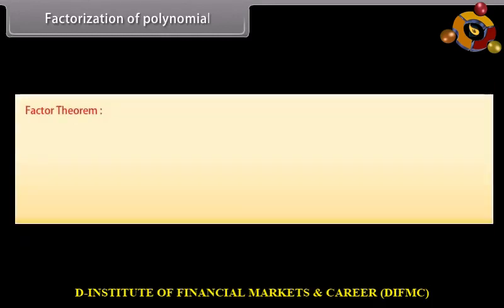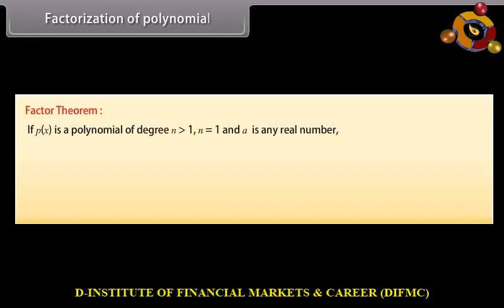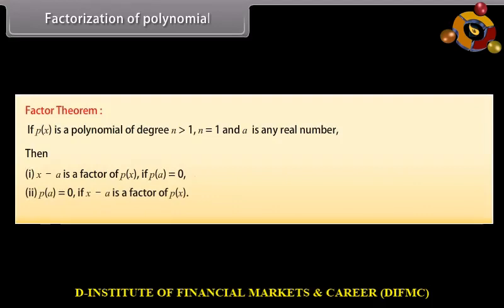Factorization of polynomial. Factor theorem. If p(x) is a polynomial of degree n greater than or equal to 1, and a is any real number, then 1, x - a is a factor of p(x) if p(a) is equal to 0, and 2, p(a) is equal to 0 if x - a is a factor of p(x).